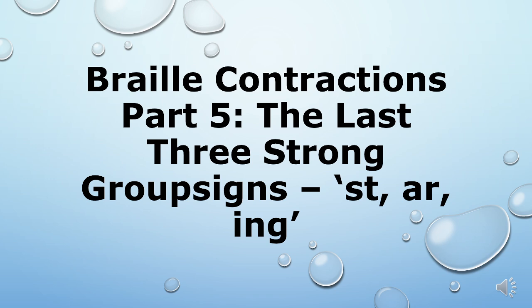And in this video, I'm going to share with you the last three strong group signs. These are the group signs for ST, AR, and ING. One of these group signs, that is the group sign for ST, can also represent a word sign. But the other two can only represent group signs. So without further ado, let's get started.